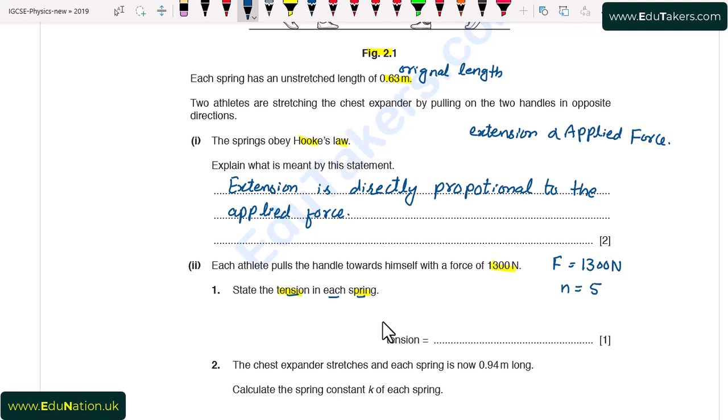So I just write here that tension or force on one spring will be equal to 1300, that is force, divided by the total number of springs, that are 5. So the tension on each spring comes to be 260 Newton. So I write here tension is equal to 260 Newton.